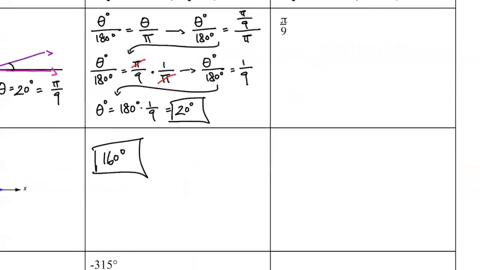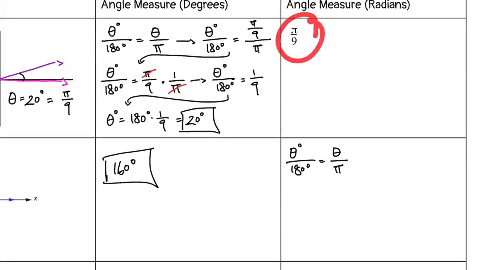So let's go ahead and grab that same formula we used earlier. We've got theta degrees over 180 degrees equals theta radians over pi radians. Last time, we took this pi over 9 and we put it in for the theta on the right-hand side. This time, though, we have 160 degrees. So that means we should fill in the theta degrees on the left-hand side. When I plug that in, I'll get 160 degrees over 180 degrees equals theta over pi.